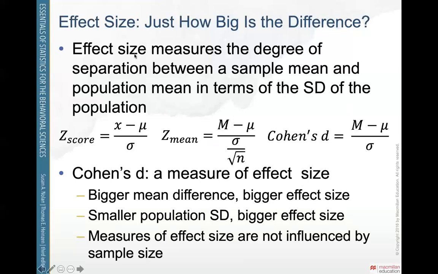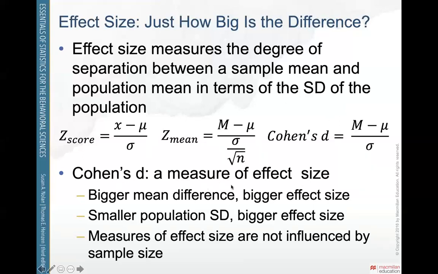So what Cohen's d is, it is a measure of effect size. And the best way to think of this is that it measures the degree of separation between two distributions, specifically a sample mean distribution, the distribution of samples centered around the sample mean, and a distribution centered about the population mean. So basically, how far apart is the sample mean from the population mean? That's what Cohen's d is.